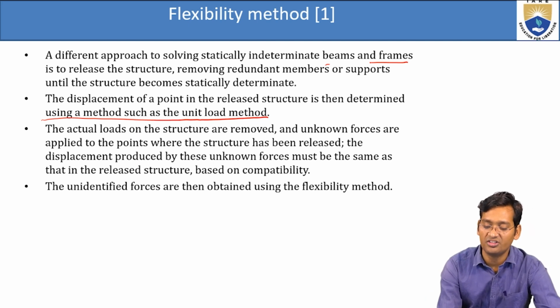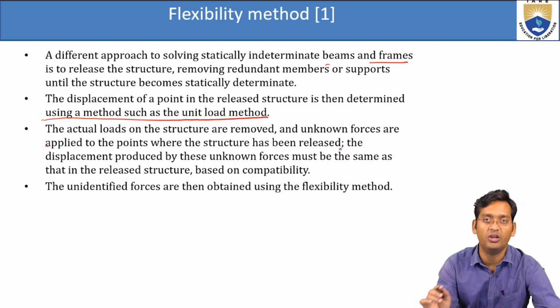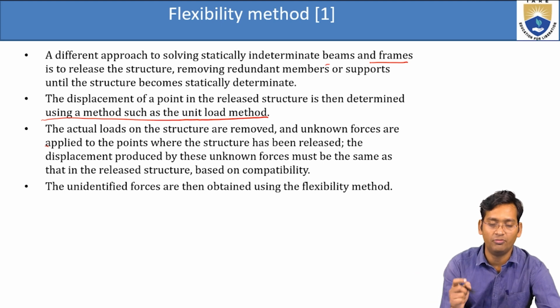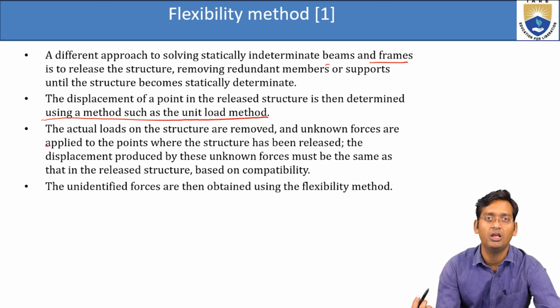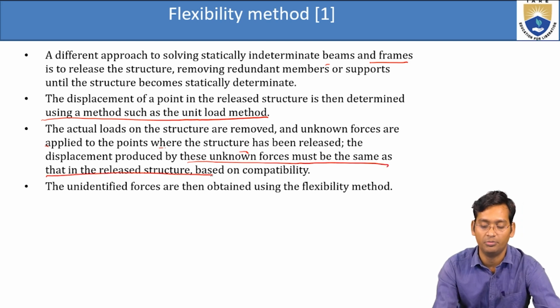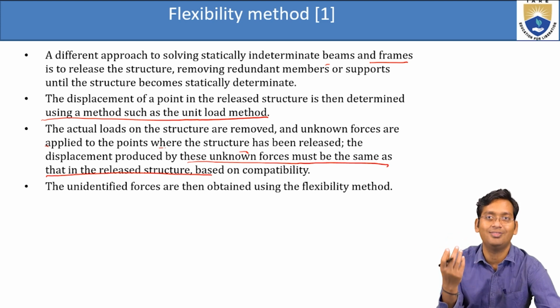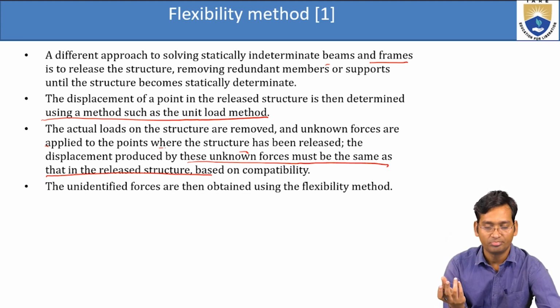The actual loads on the structure are removed, and unknown forces are applied at the points where the structure has been released. So where the structure has been released, if an actual load is there, remove that load and apply unknown forces at that point. The displacement produced by these unknown forces must be the same as that in the released structure, based on compatibility. Once the actual load is applied, there will be some displacement.